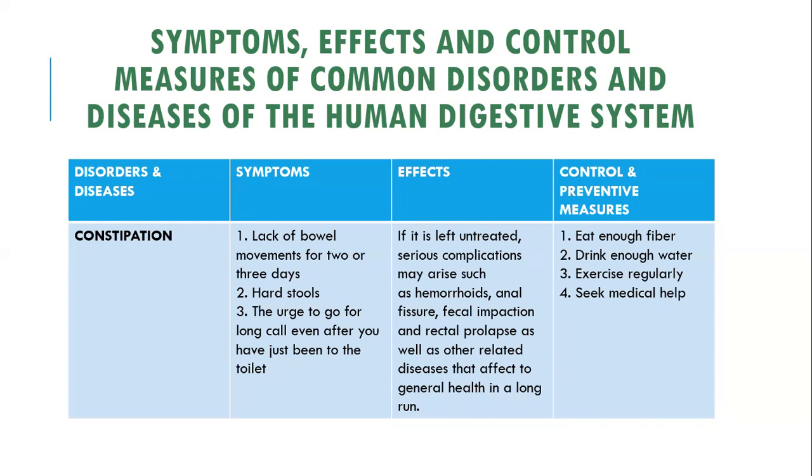The control and preventive measures include eating enough fiber foods. This will help the good movement of food within the alimentary canal. The second one is drink enough water, since you need enough water for proper absorption of food and the movement of this food within the alimentary canal. Exercise regularly to make your body fit and to stay healthy. And the fourth one is to seek medical help, which will help to prevent and control constipation.